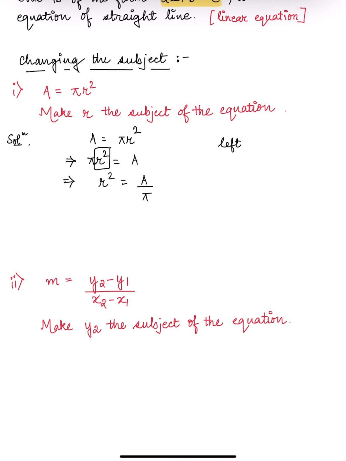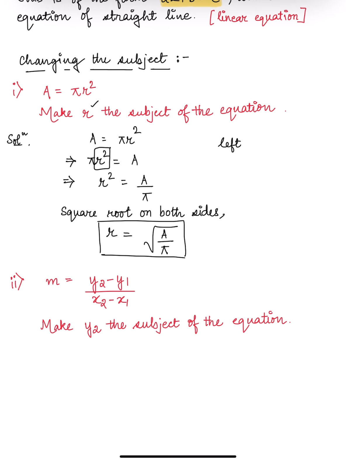Now we have to make r, not r square. So we have to take square root on both sides. If we take square root on both sides, we get r equal to root over of A by pi. So this is the final answer.